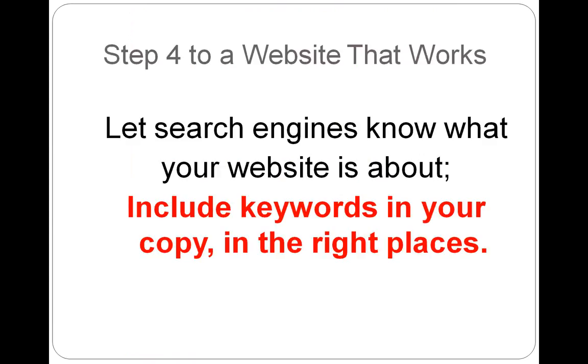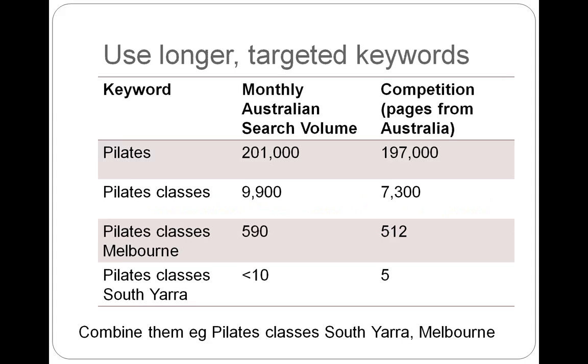Moving on now, step 4, let search engines know what your website is about by including keywords in your copy in the right places. Keyword research and selection is really the topic for a whole separate webinar, but as a key takeaway, I want to make you aware of the importance of using keywords in your web copy, particularly if it's important for your website to get found in search engines like Google.